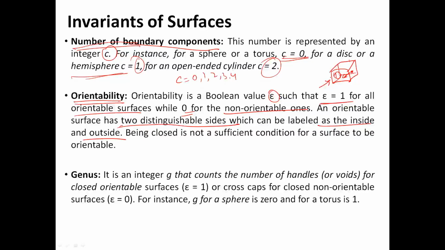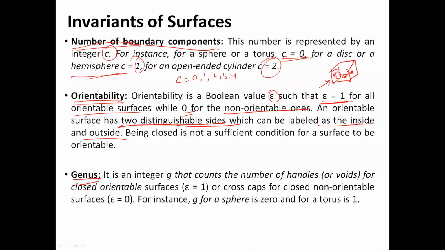So the positioning of a viewer decides or governs the value of orientability. If you can identify the two distinguishable sides of the same face, then you can say that epsilon is 1, that is, the surface is orientable, otherwise the surface is non-orientable.